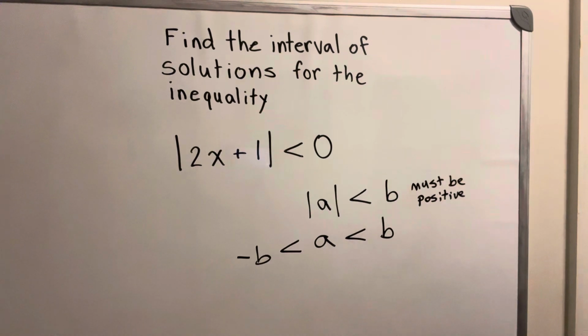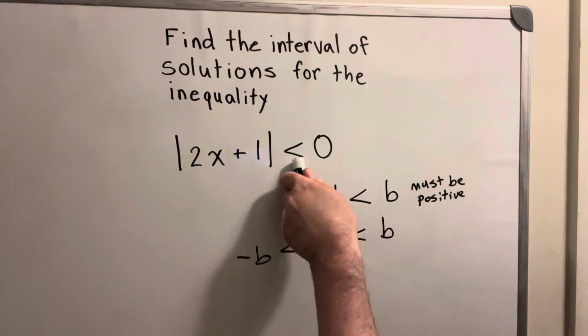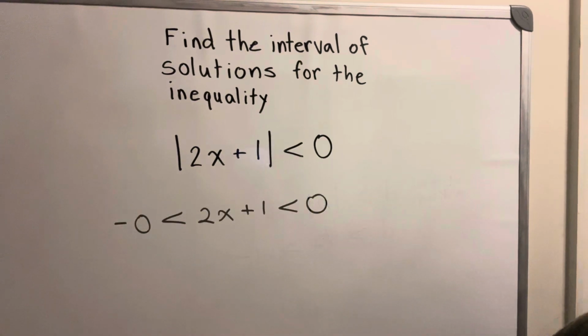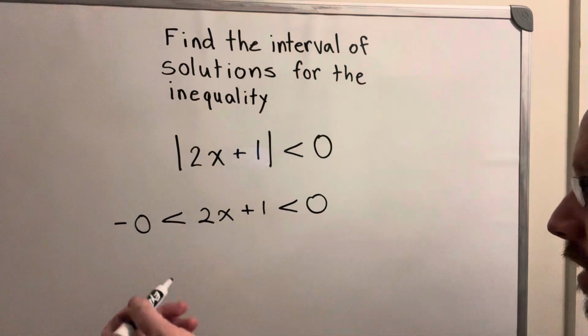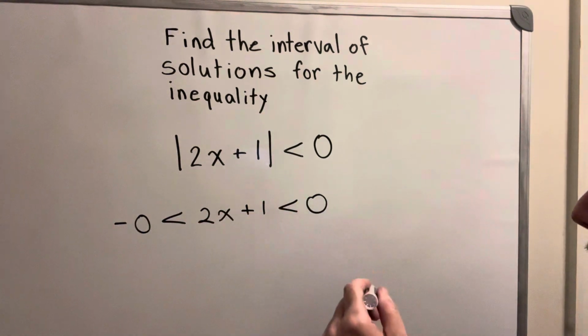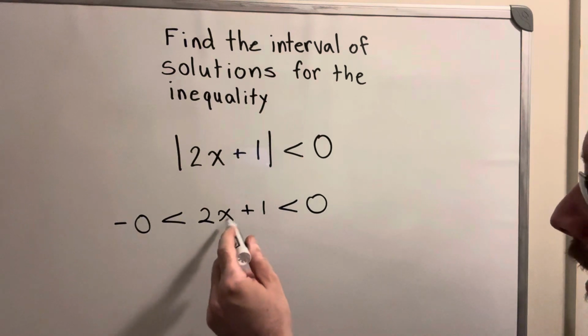So, is this valid here? Just for a moment, for fun, let's see where this leads us if we jumped in and started to use that theorem. So now we have negative 0, if that's such a thing, is less than 2x plus 1 is less than 0. We want to get what x is.